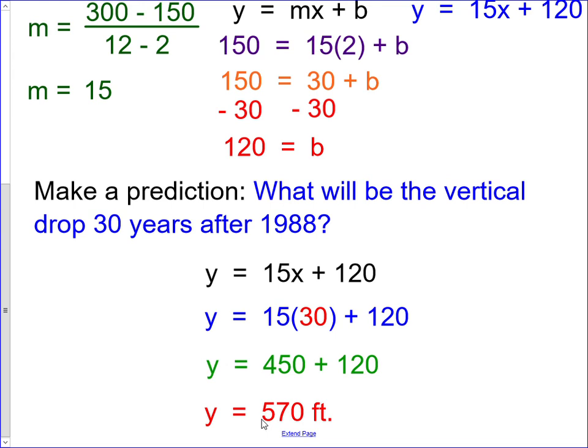And we know that we're talking about the vertical drop on roller coasters. So that means, according to the table or our line of fit, 30 years after 1988, the vertical drop of a roller coaster will be 570 feet.